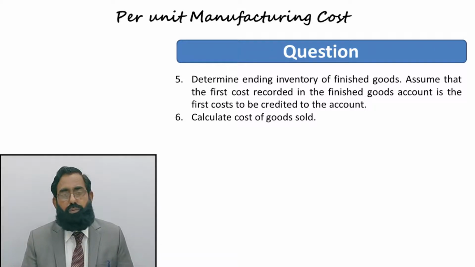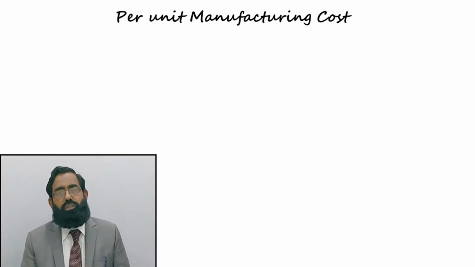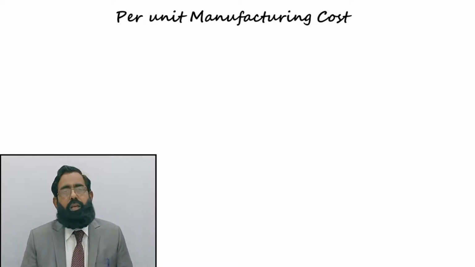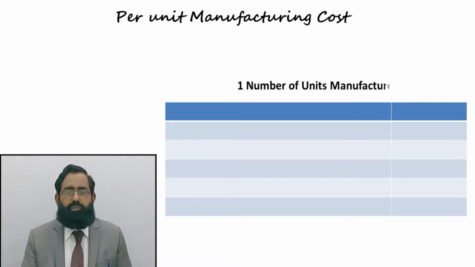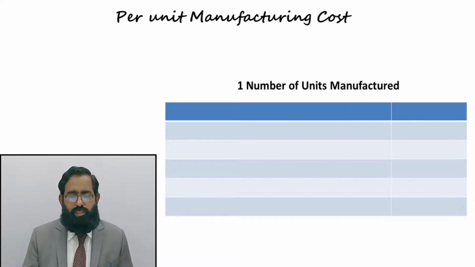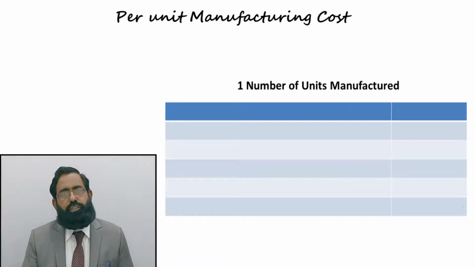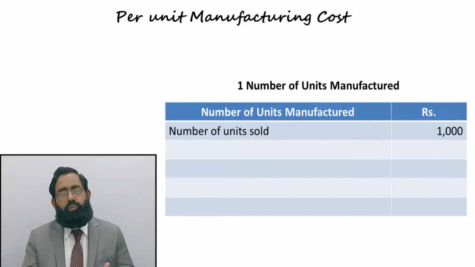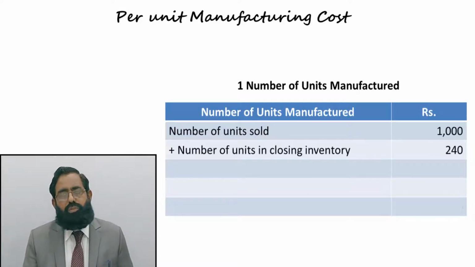Now we will move towards the solution of the question which you will see on the screen. And we will discuss one by one all the requirements. The first requirement is number of units manufactured. As we have discussed in the previous question, if you want to know the number of units manufactured, first of all you will see the number of units sold. You sold 1,000 units. Then you will add the number of units in closing finished goods inventory, 240 units.